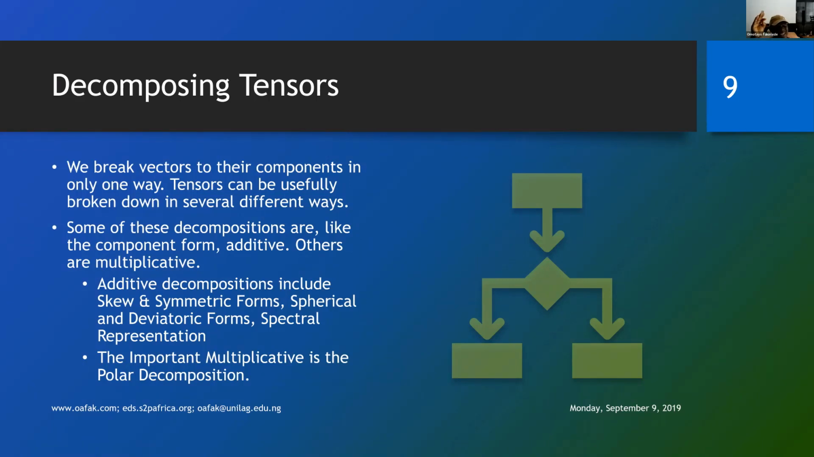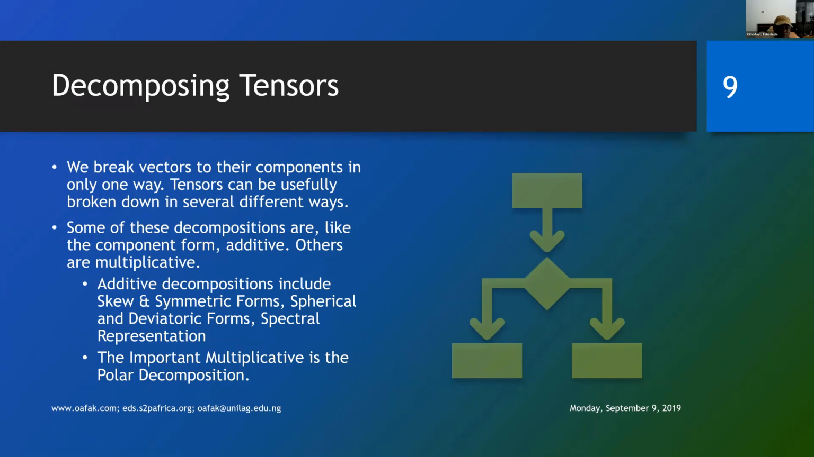Essentially, there is only one way to decompose vectors: just break them into their I, J, and K components. We break vectors into components in only one way. Tensors can be usefully broken down in several different ways. Some of these decompositions are, like the component form, additive. The decomposition of vectors is an additive decomposition.